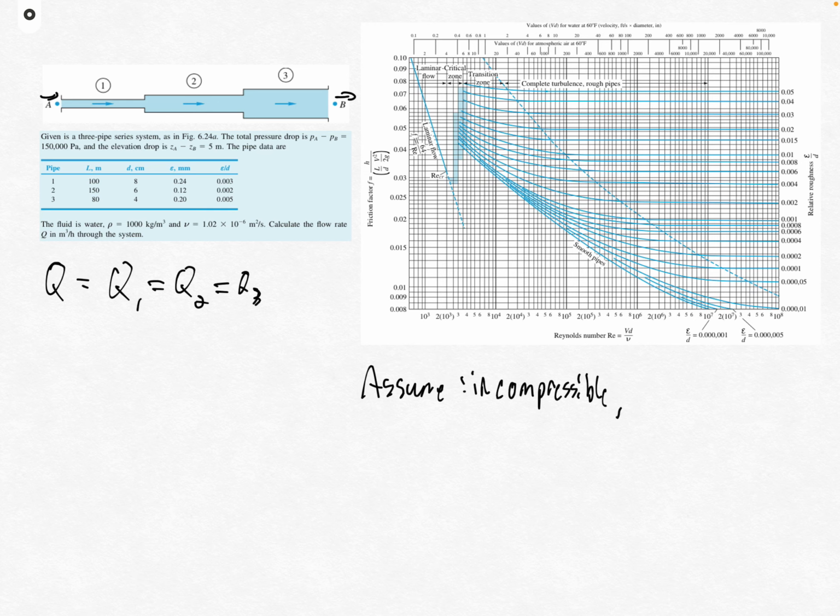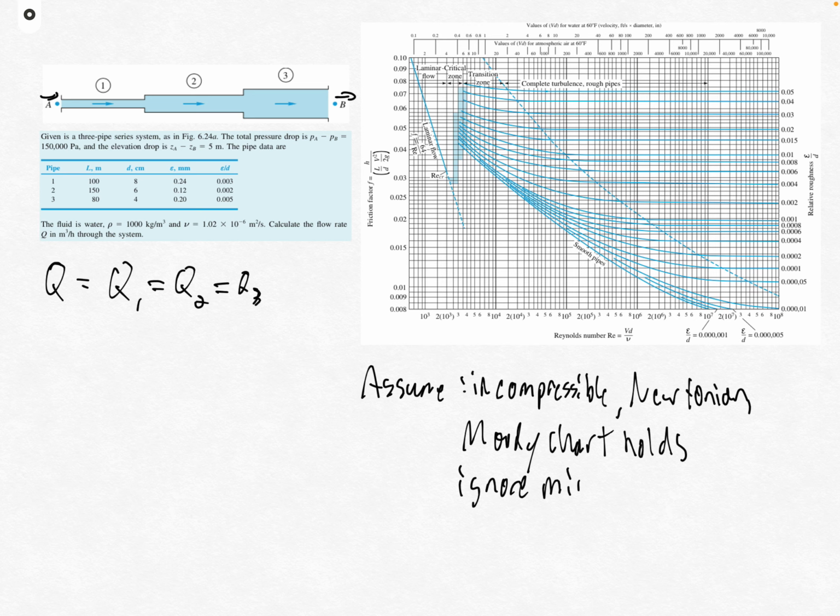We're also generally going to be assuming, in this case, Newtonian fluid and that the Moody chart holds. So we can use the Moody chart to look up our friction factors. In this case, we're also going to ignore minor losses, just to get a sense of how to set up this type of problem in the first place.